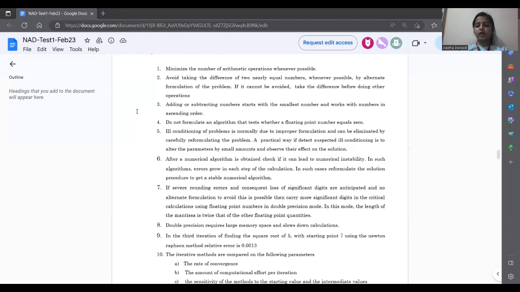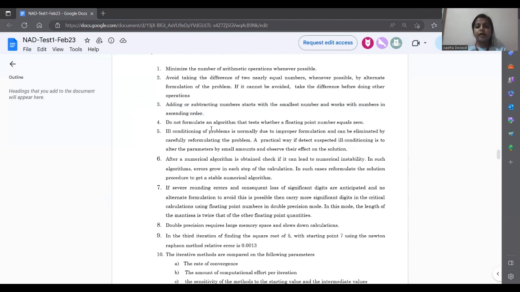This is because rounding errors accumulate more rapidly when adding or subtracting large numbers, while small numbers are less sensitive to these errors. Therefore, adding and subtracting numbers, starting with the smallest number and working in ascending order, can help to improve accuracy and numeric stability of calculation, especially when dealing with floating point arithmetic. So this statement is also true.